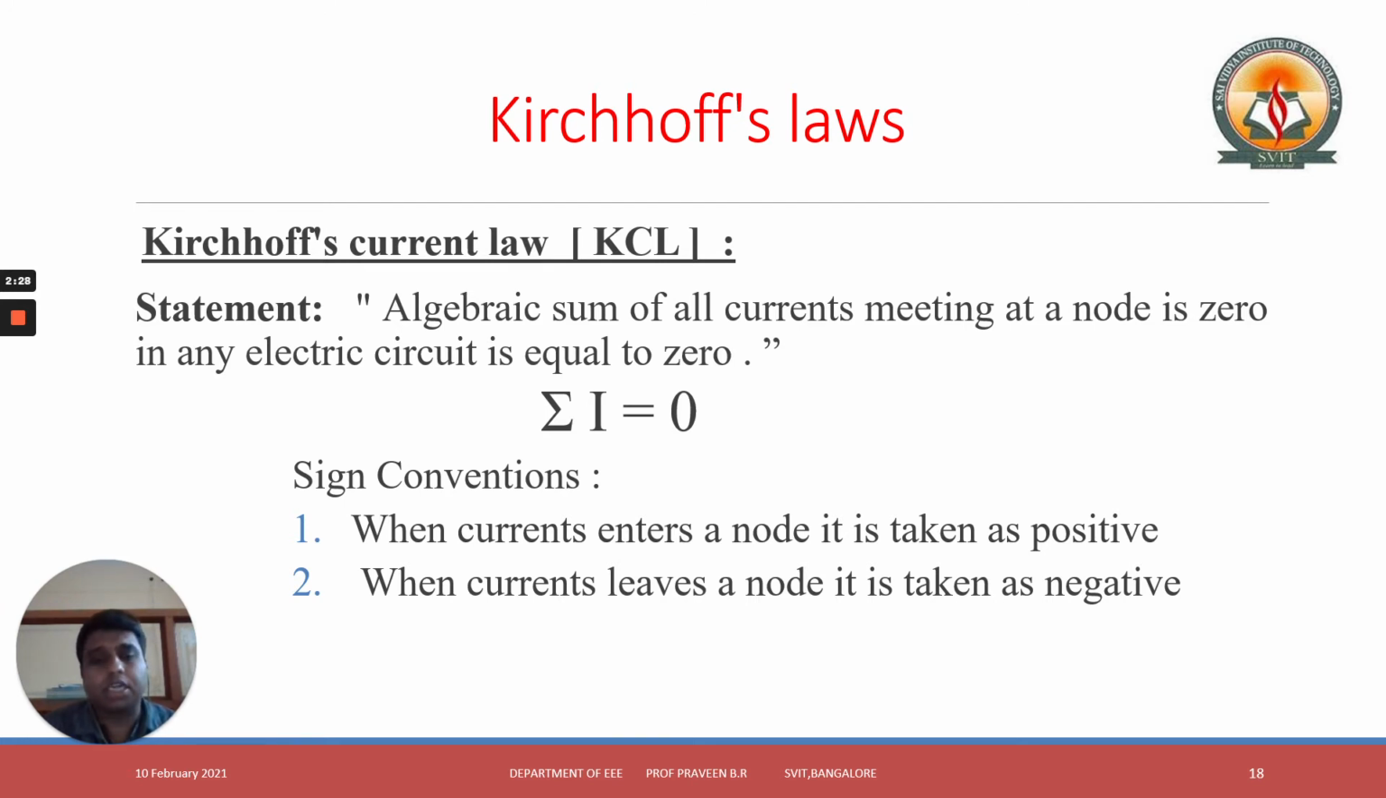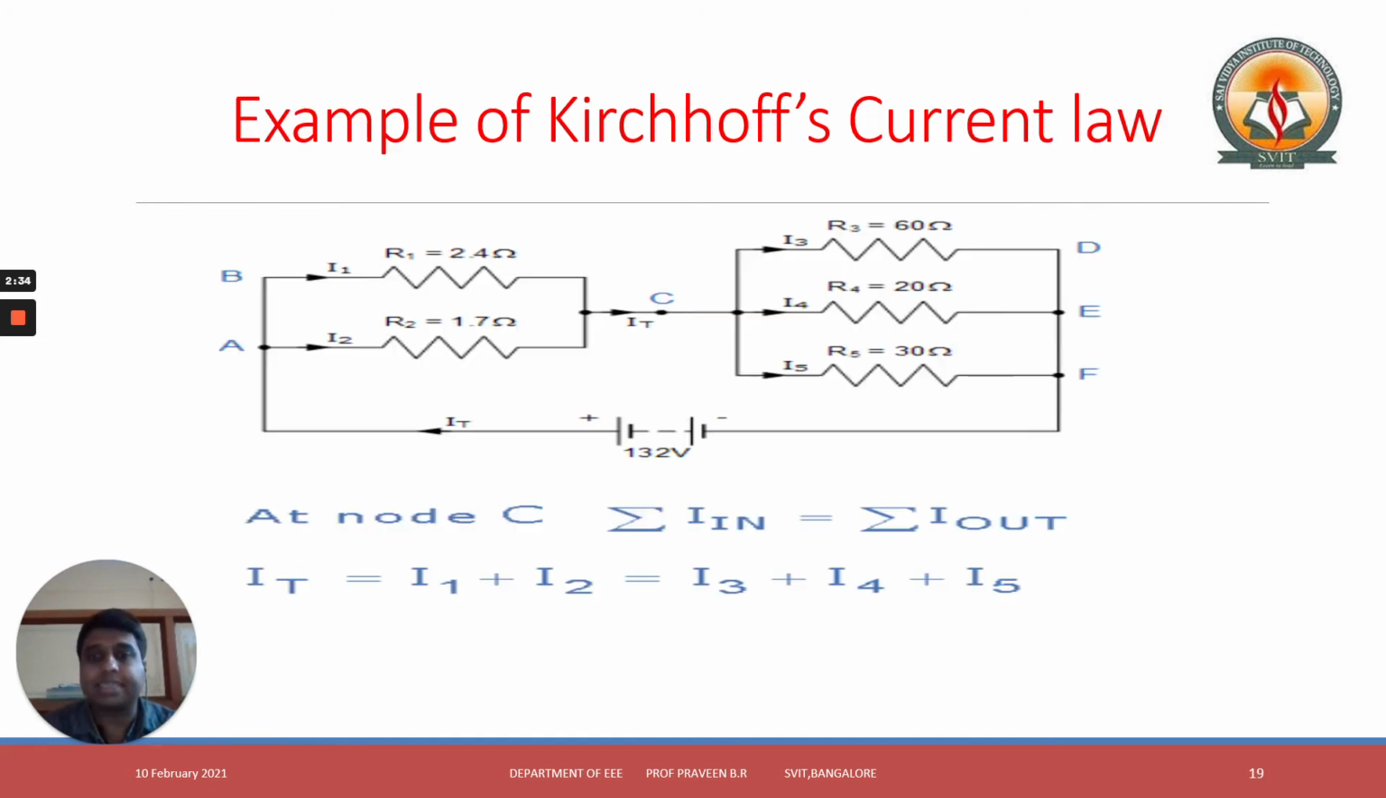When current enters a node, it is taken as positive, and when current leaves a node, it is taken as negative. In this example, we can see that when I apply Kirchhoff's current law at point C, we understand that current I1 and I2 are entering point C, and currents I3, I4 and I5 are leaving point C. Therefore, we get I1 plus I2 minus I3 minus I4 minus I5 equated to 0. When minus I3, minus I4 and minus I5 go to the right hand side, we get I1 plus I2 equals I3 plus I4 plus I5.